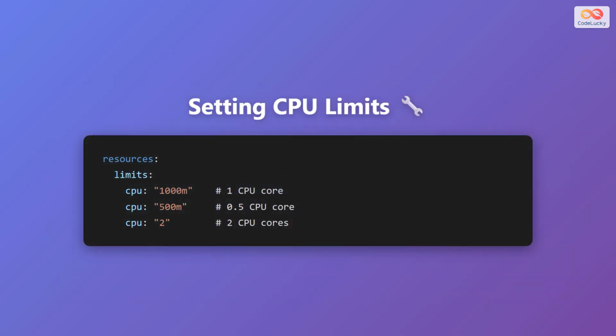Let's look at how to set CPU limits in Kubernetes. CPU is measured in cores, and you can express limits in 2 ways. You can use millicores, indicated by the letter m, where 1,000 millicores equals 1 CPU core. For example, 500m means half a CPU core, and 1,000m equals 1 full core. Alternatively, you can use whole numbers like 1 or 2 to represent full CPU cores. Under the resources section of your container specification, you define limits, then specify the CPU value. This tells Kubernetes the maximum CPU this container is allowed to consume.